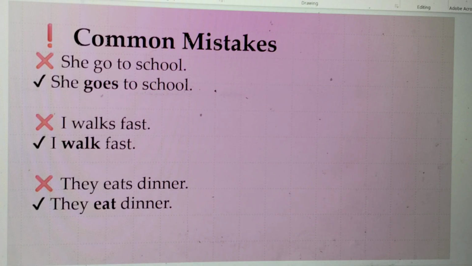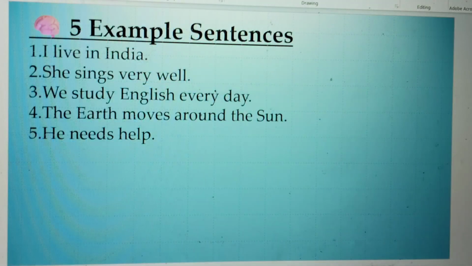Let's have some examples. "She go to school" is wrong. "She goes to school" is correct. "I walks fast"? No, it should be "I walk fast." "They eats dinner"? That's incorrect. "They eat dinner" is the right one.